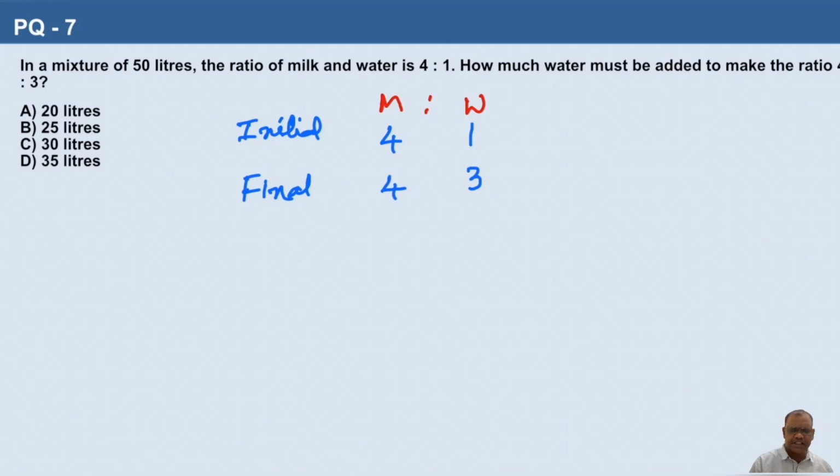So milk is not changing. Milk quantity is 4 parts, both initial as well as final. Water is increasing by 2 parts. Initially it was 1 part and finally it is 3 parts. And 2 parts of water is added. So initial quantity is total 5 parts, 4 plus 1, 5 parts. So 5 parts is equivalent to 50 liters mixture. Now 2 parts of water is added. So 2 parts is equivalent to how much?